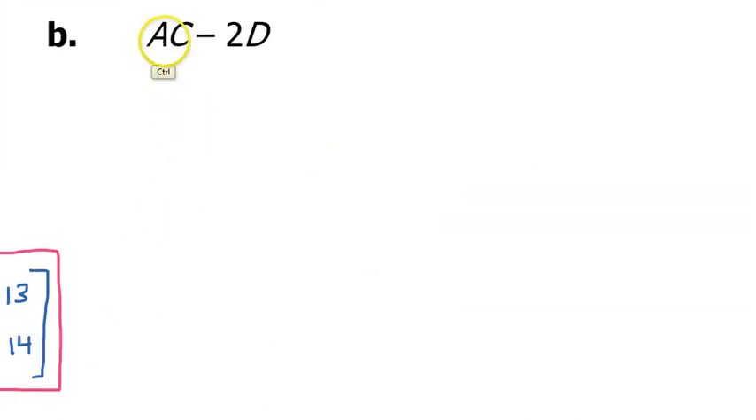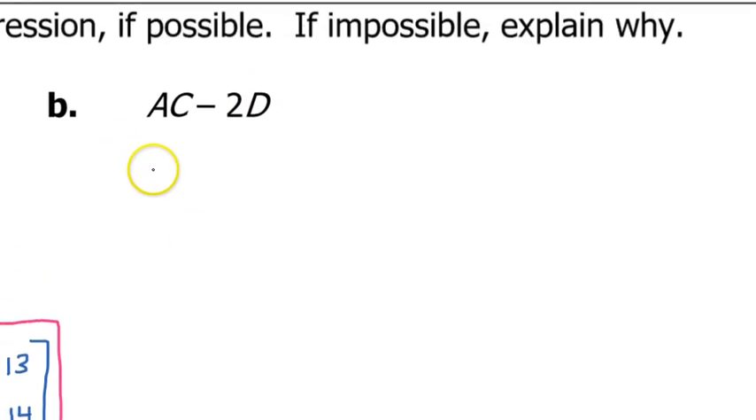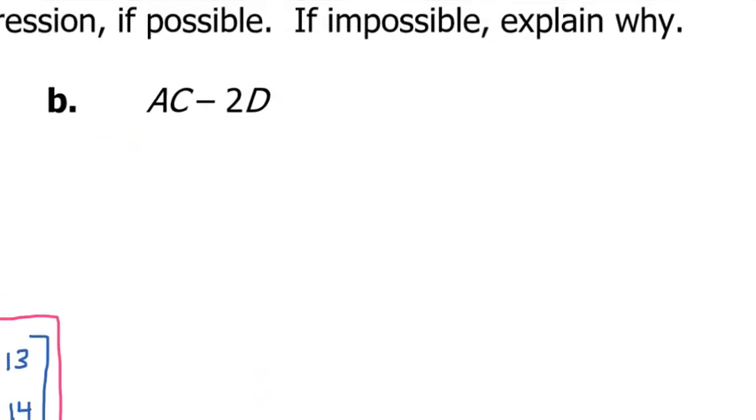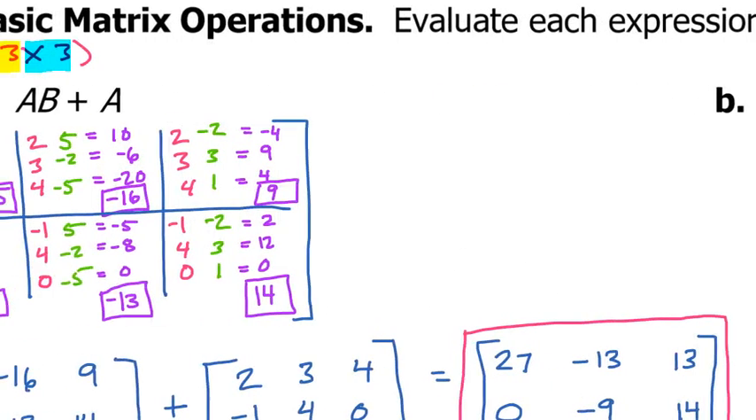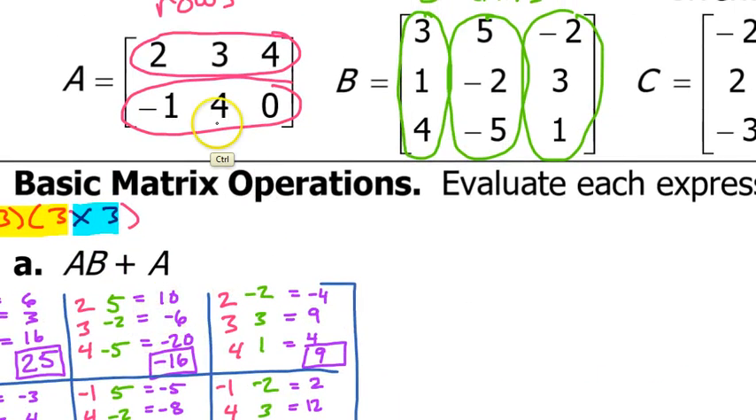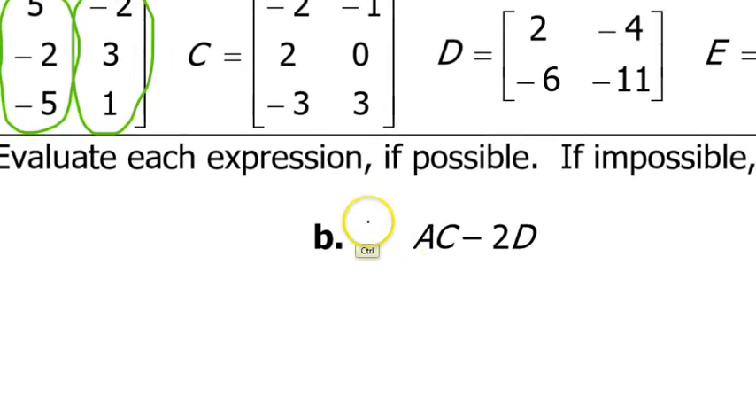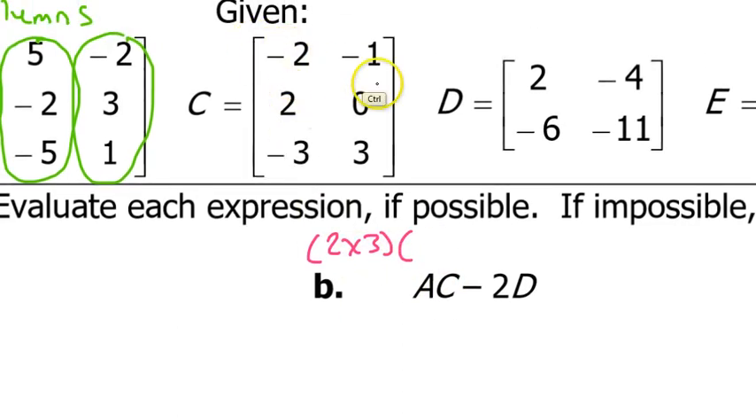All right, next we need to do the product of matrix A times matrix C minus 2 times matrix D. So let's see what we can do. First of all, let's do our dimensional analysis for the product of matrix A times matrix C. Matrix A is a 2 by 3 matrix, so I'm talking about a 2 by 3 matrix times a 3 by 2 matrix.